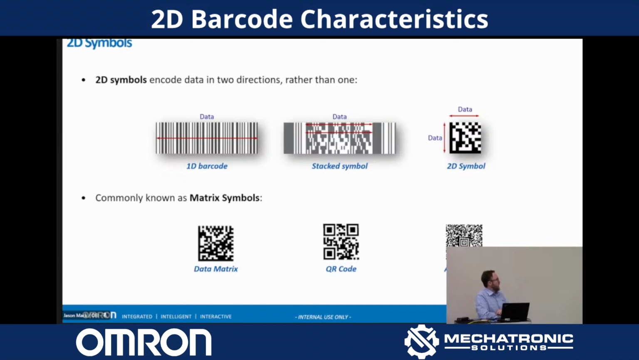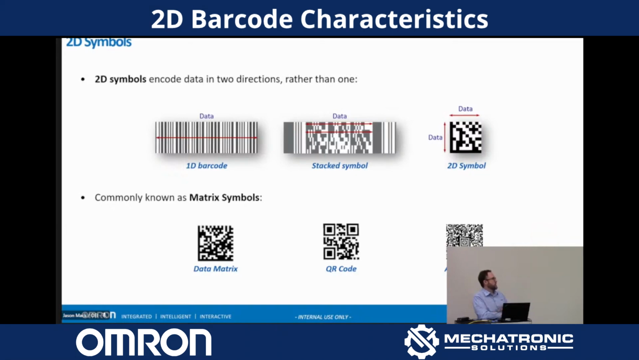So you can see there, and we'll talk about what characterizes them a little bit more, but the data matrix is the L pattern. The QR code has the 3 targets that you can see, and then you have the Aztec code with the target in the center.